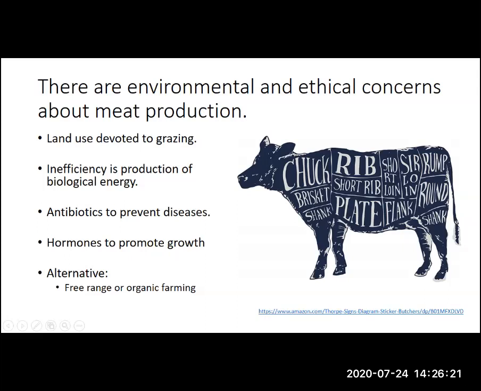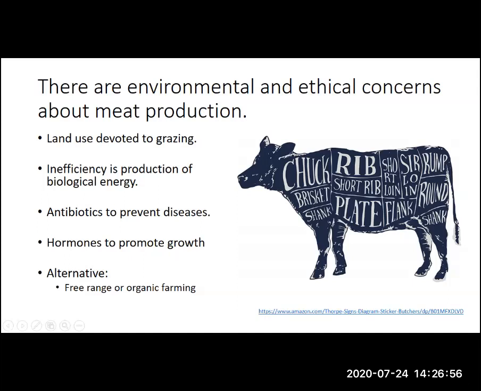We also take a look at how modern agriculture has addressed meat production. They often treat the animals with antibiotics to prevent diseases. They'll treat them with hormones to promote growth. And there's a lot of concern that having antibiotics and hormones in these animals is going to accumulate within the meat. And if you eat that meat, then you could be exposed to the antibiotics and the hormones that are present. So there are a lot of concerns about that.